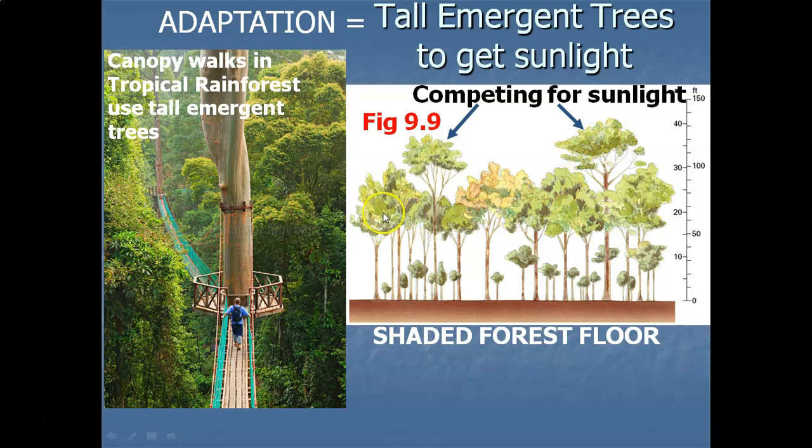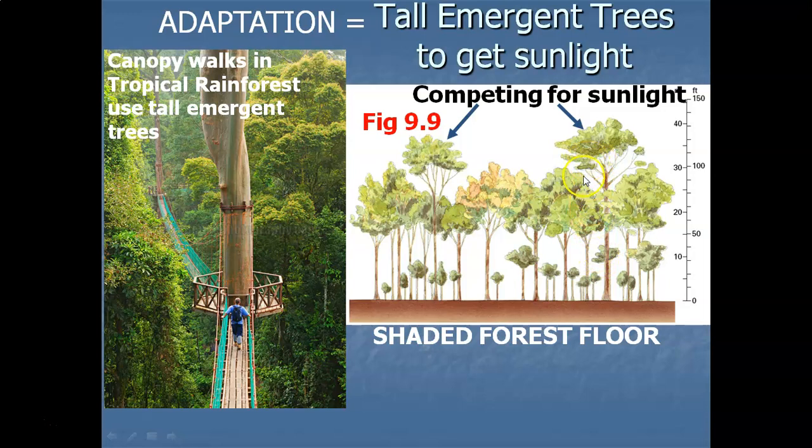The adaptation is that there are certain species of trees that grow extra high, and they emerge from the canopy so that they can get the sunlight. And what you wind up with is a dense canopy in this forest. Typically the forest floor is very much shaded, and so there's a constant competition for sunlight. And so this is one adaptation to get the sunlight.